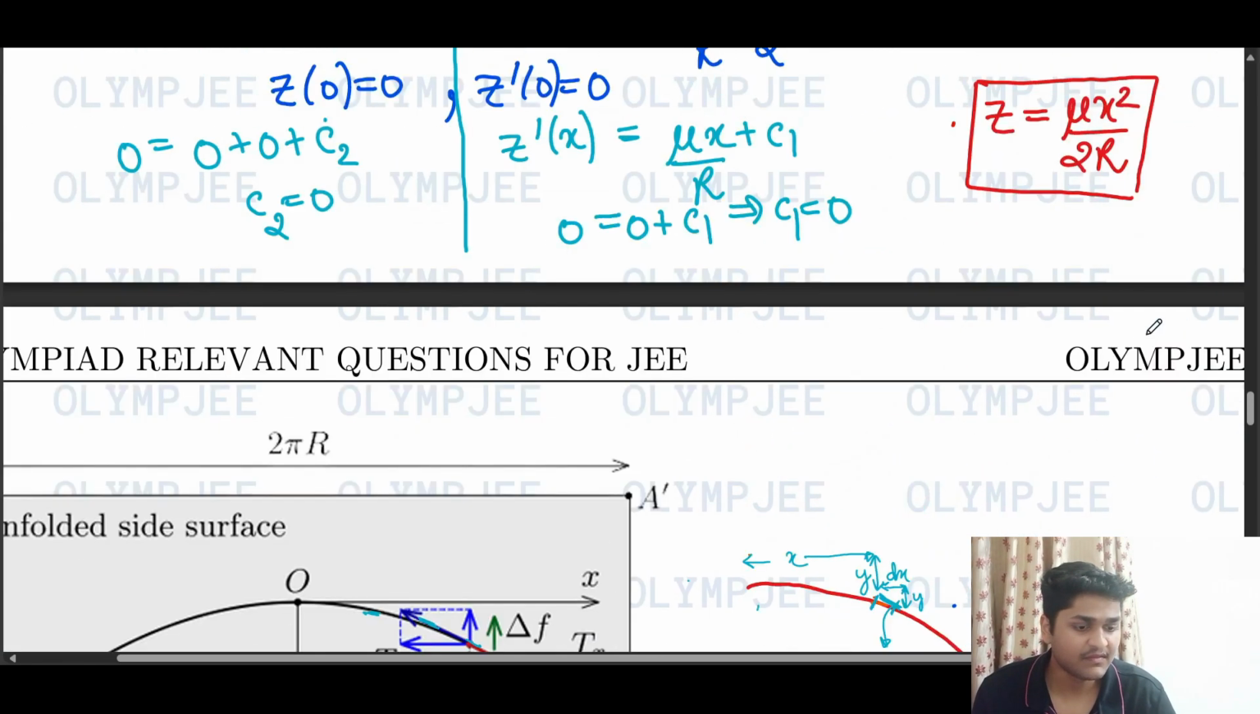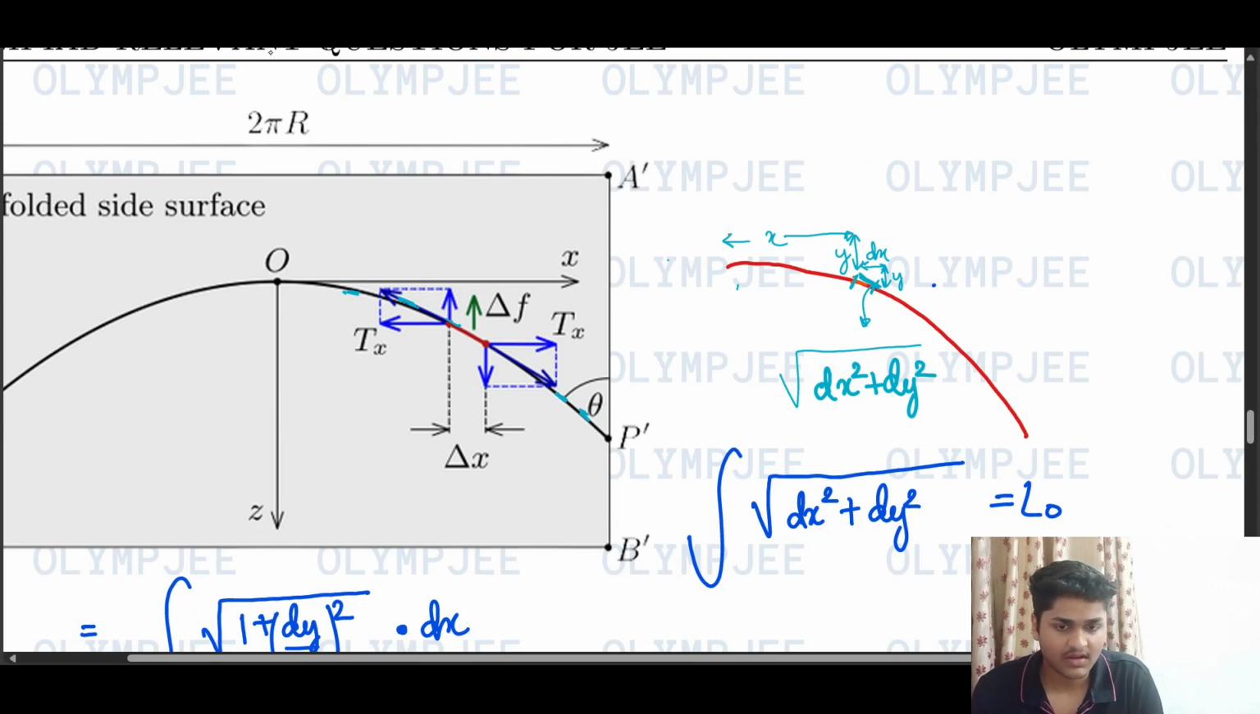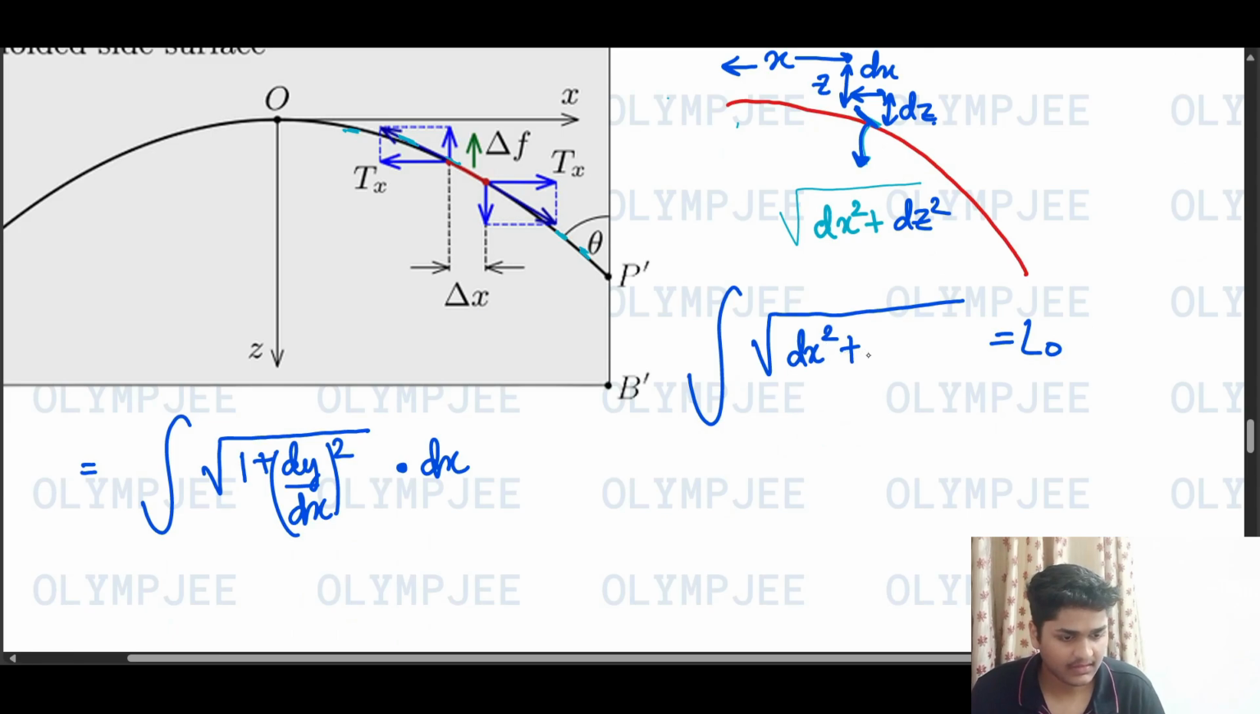And dy by dx we can find out from here. Sorry, this was z. I should take this as z. This was x, this was z, so this will be dx and this will be dz. So this length is given as the square root of dx square plus dz square, and then integrating this, here also dz.